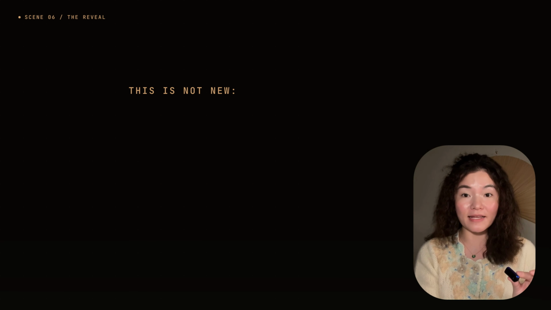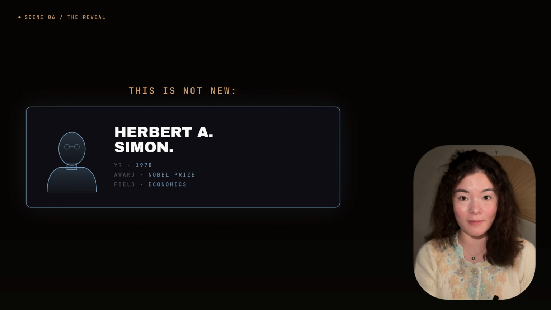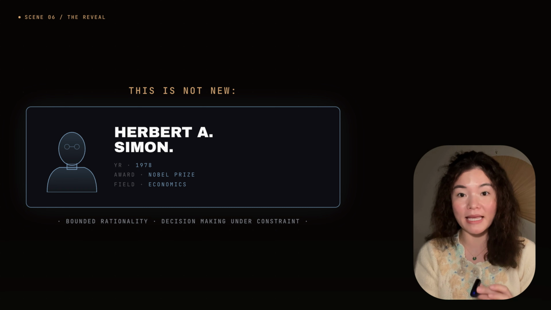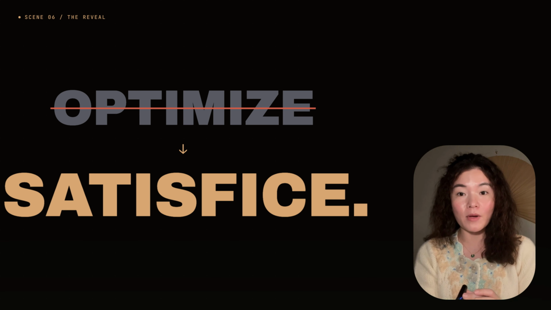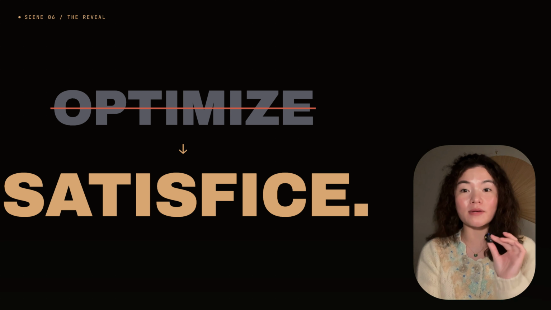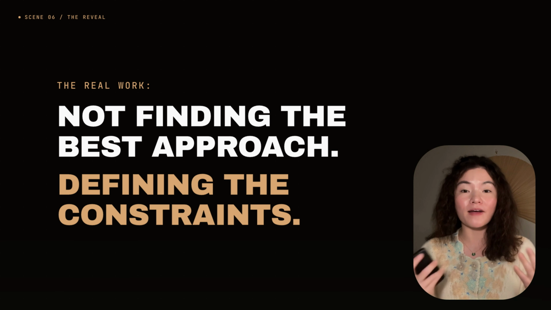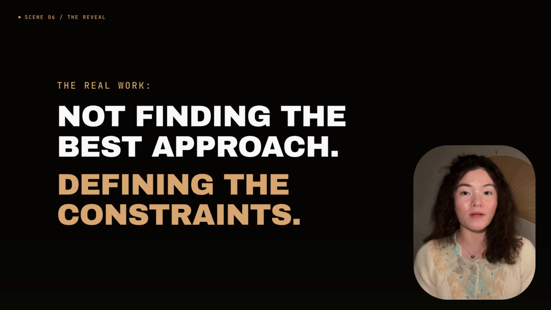And this is not a new finding. Herbert Simon won the Nobel Prize in economics in 1978 for research showing that humans don't actually optimize when making decisions. We satisfice. We find a solution that meets our constraints, and we stop. Which means the real work isn't finding the best approach. It's defining the constraints so you know when you've found one that fits.